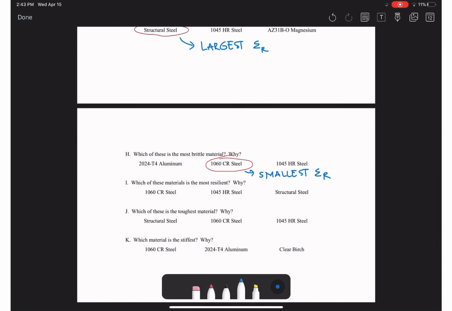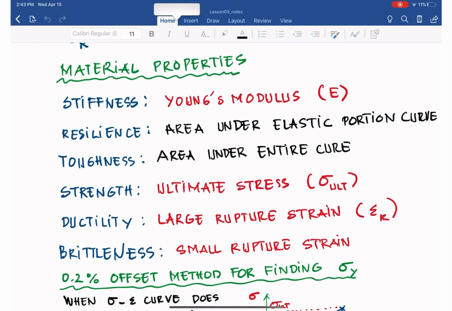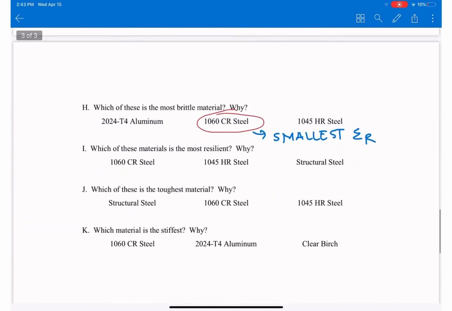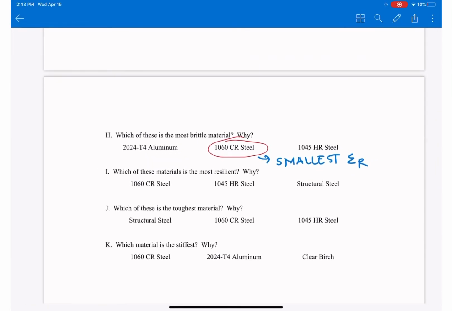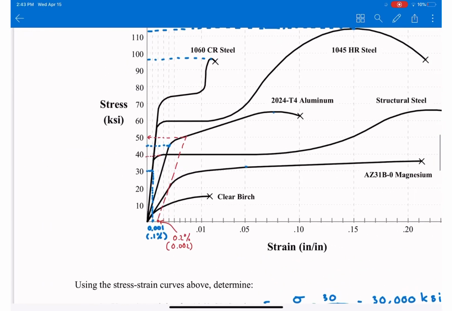Next, which of these materials is the most resilient? Resilience is what? It measures the area under the elastic portion of the curve. So go back to here, the most resilient, the area under the elastic portion. So 1060 CR steel, 1045 HR steel, and structural steel.